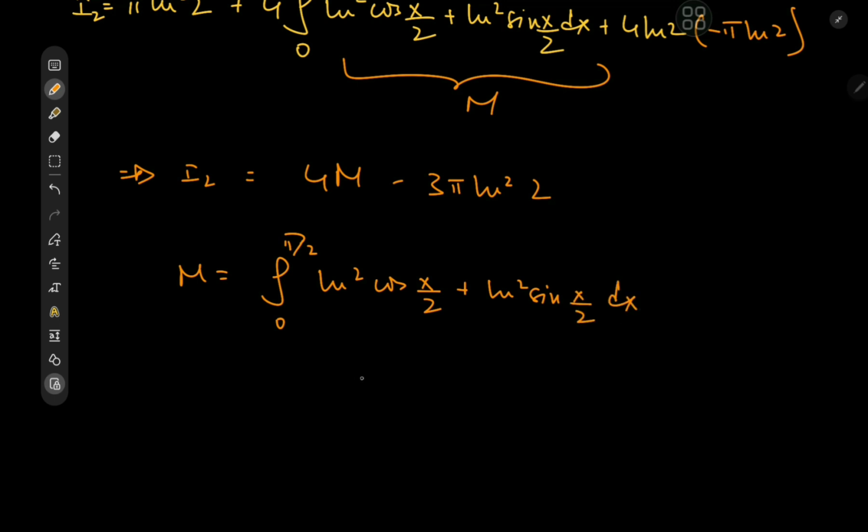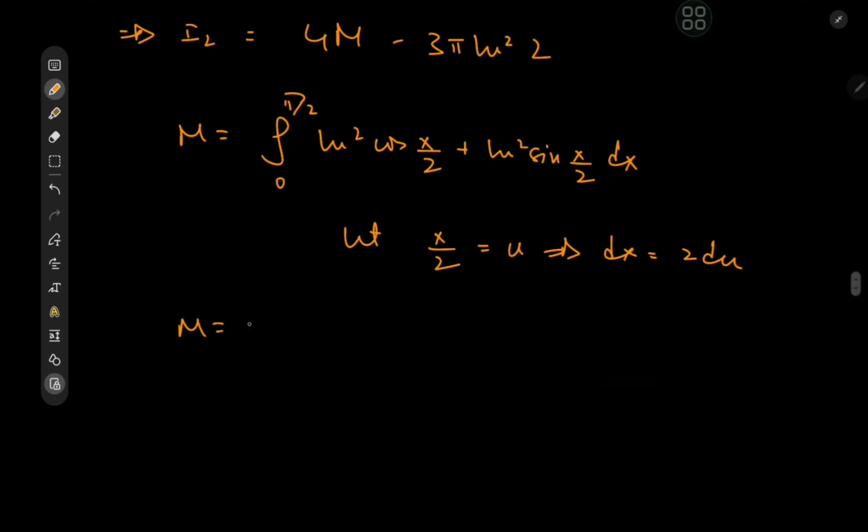And the first thing I'd like to do is let x by 2 equal u, which implies that dx equals 2 du, giving us m equal to the integral from 0 to pi by 4 now of log square cosine u plus log square sine u, 2 outside because of the differential element.